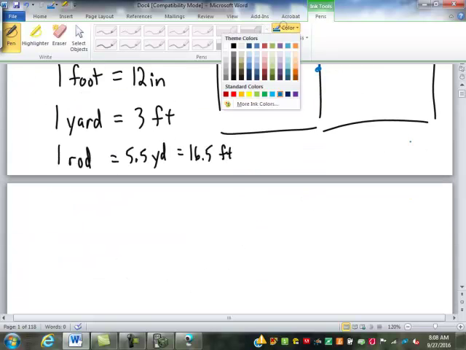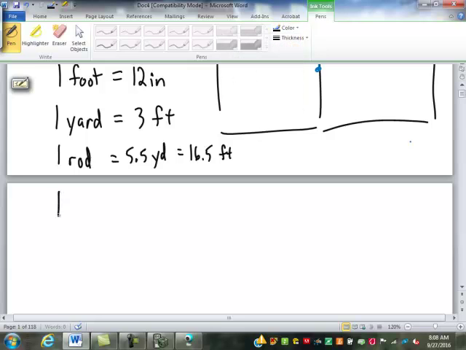Bigger than a rod, of course, we have things like furlongs and stuff like that. But we're going to jump up to the mile. 1 mile, 5,280 feet is the most common one. 1,760 yards is the next most common one.